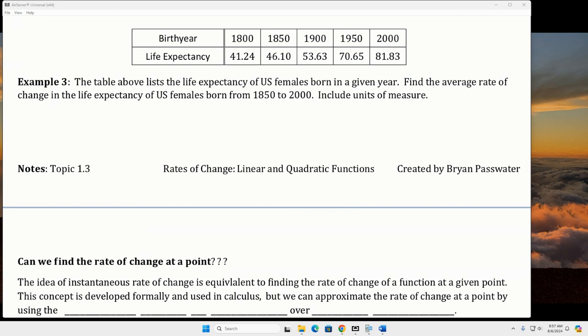So this table is the life expectancy table for U.S. females born in a given year. We're going to find the average rate of change in life expectancy of females born in 1850 to 2000. So even though there are 5 different data points on this table, these are the only 2 I need. Like, I don't care about anything else on this table but those 2 points.